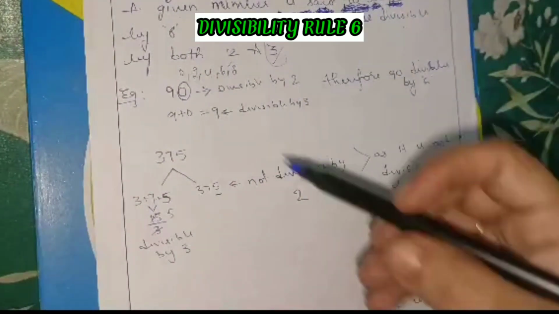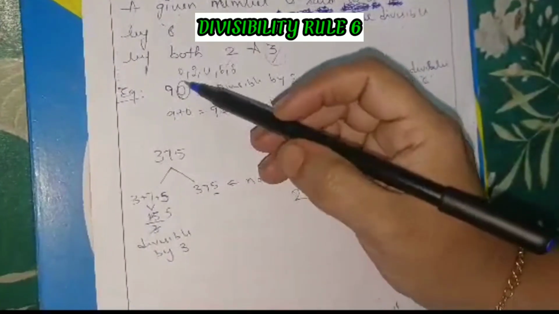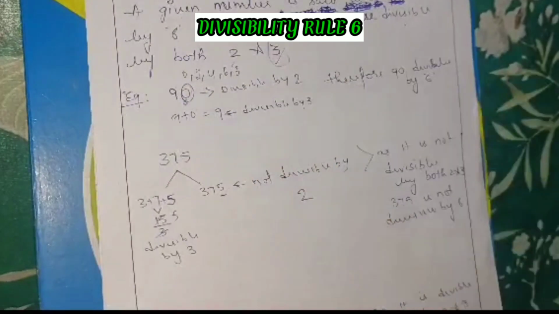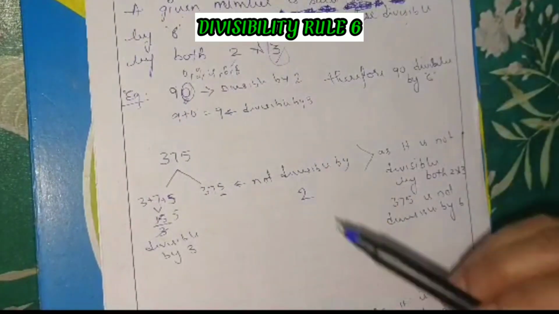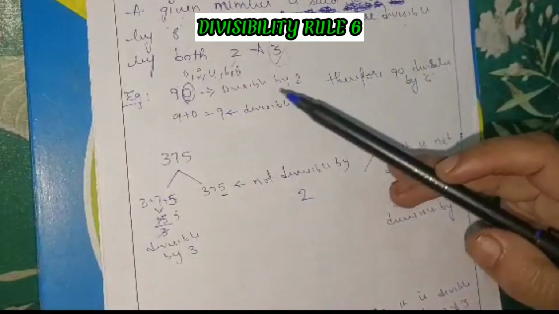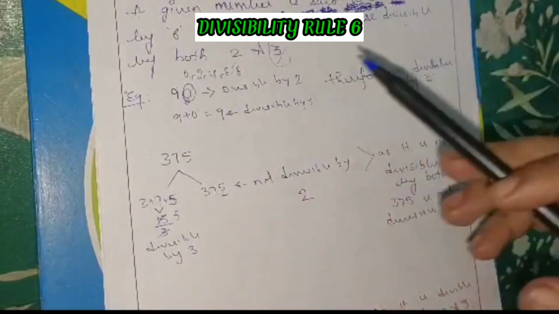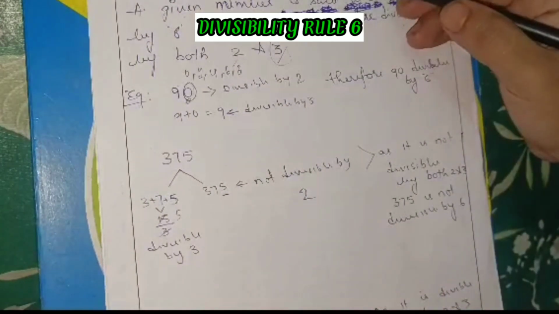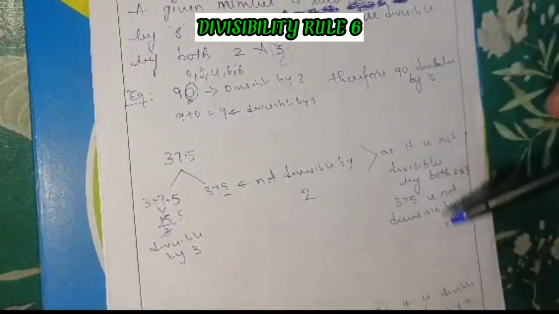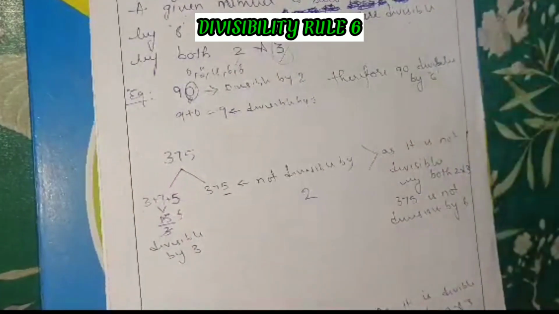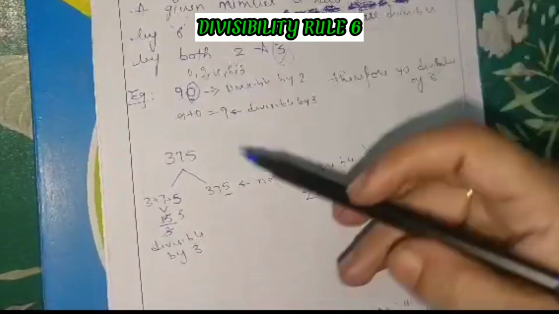Now, see the example 90. In this 90, what is the last digit? 0. So this is obeying the divisibility rule of 2, so we can say 90 is divisible by 2. But to say 90 is divisible by 6, this 90 should obey the divisibility rule of 3 also. So how will we see that now?